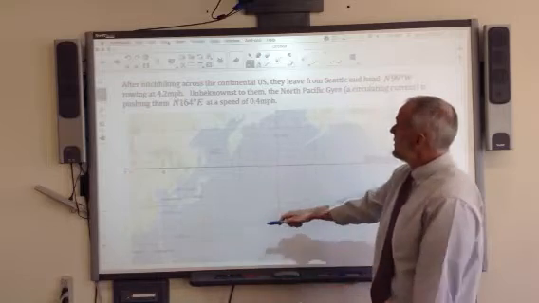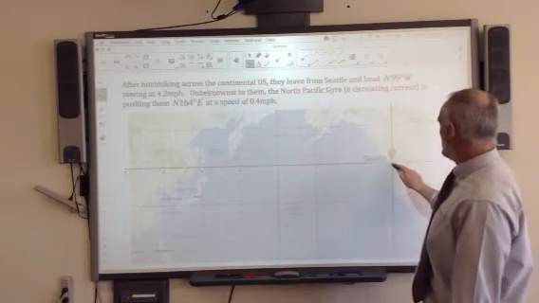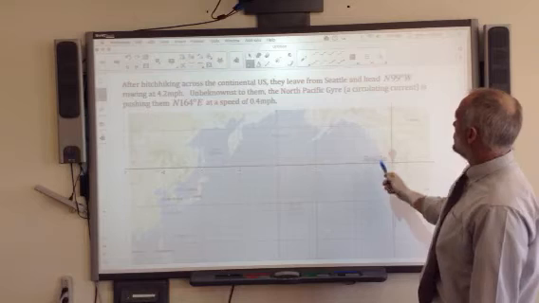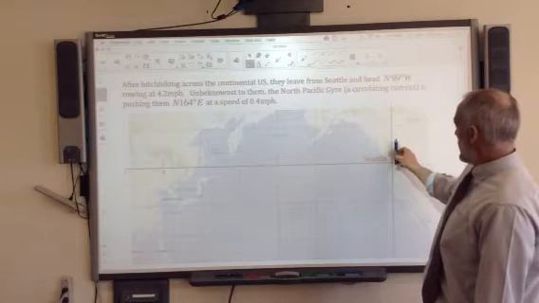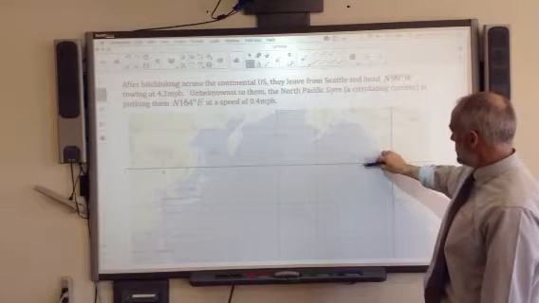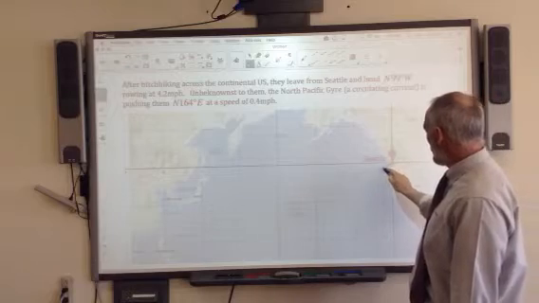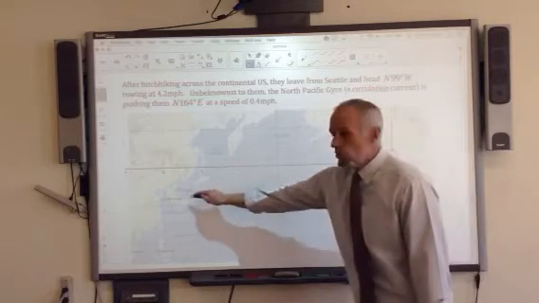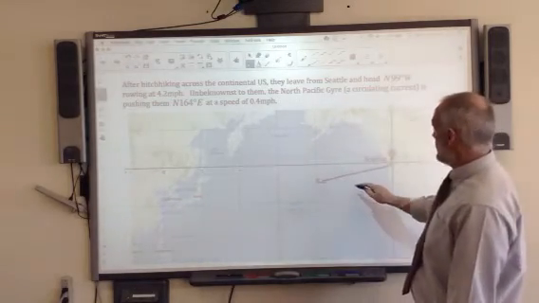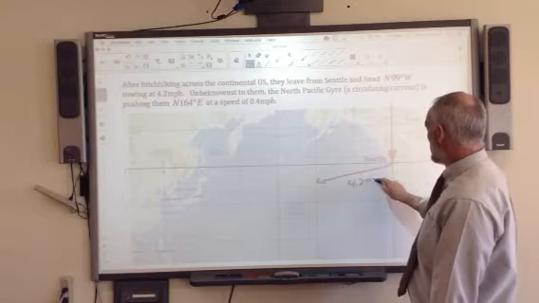The problem states that they are leaving Seattle, which is here, and heading north 99 degrees west. So we start north, we go 99 degrees. That's pointing us roughly in this direction, sort of headed toward Japan at a speed of 4.2 miles per hour.